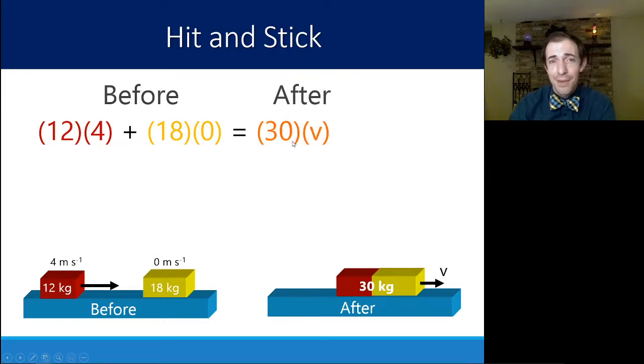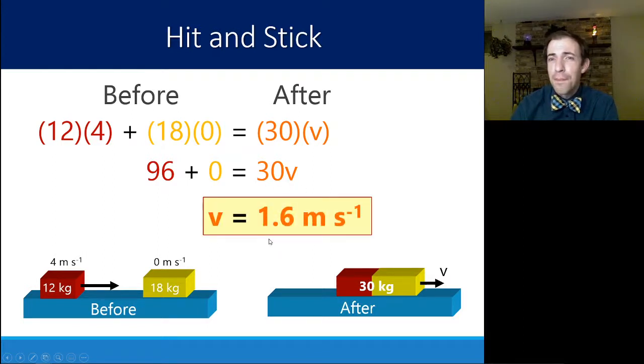So after, we have 30, the mass, times some unknown velocity. Well, 12 times 4 is 48, 18 times 0 is 0, is equal to 30 times v. Solving for v, we get 1.6 meters per second. So you'll notice in that animation, it was moving a lot slower afterward because there's so much more mass to equal the same overall momentum.